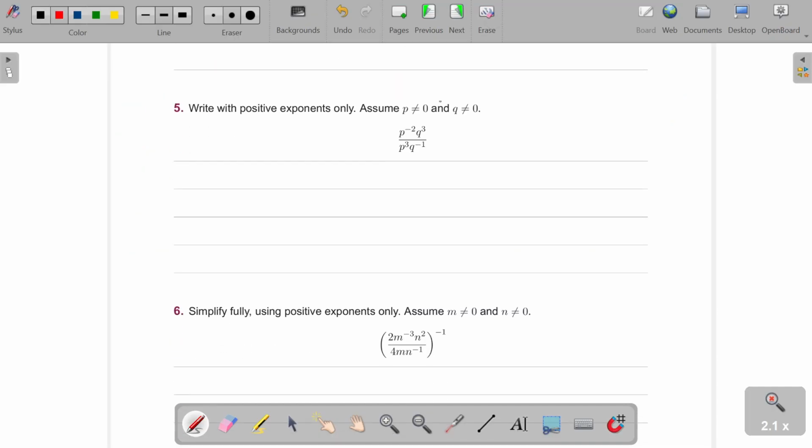Next problem. Now you can see over here it says write with positive exponents only. Which obviously tells us that we need to ensure that the final answer has positive exponents, right? Which means that in this case, this p to the power of negative 2 cannot slide, and this q to the power of negative 1 cannot slide. I only want positive exponents, right?